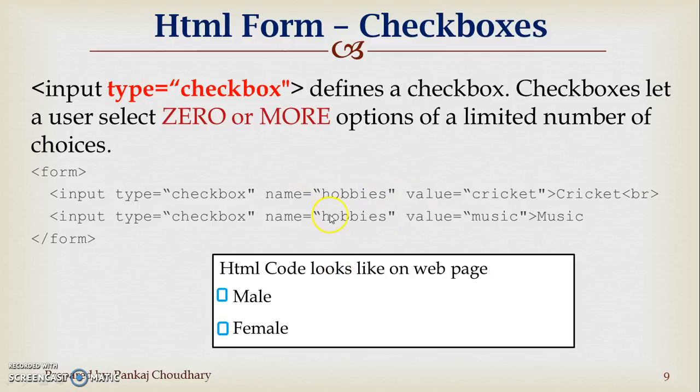This hobbies field also has the same name. When the data is submitted to the server, hobbies is submitted as an array. We can retrieve the data on the server by treating hobbies as an array. So hobbies 0 specifies cricket and hobbies 1 specifies music.